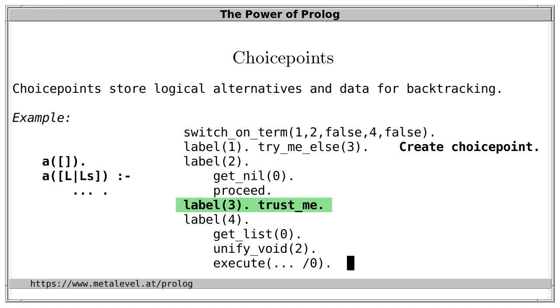And for example, if there were additional clauses to consider, then instead of trusting this clause, the system would simply update the existing choice point with information about the next clause that needs to be considered after this one. And that'd be a corresponding virtual machine instruction, retry me else here. But in this concrete case, we're already at the last alternative, and so the choice point doesn't need to be updated, but is removed. And the remaining instructions correspond to the second clause and so on.